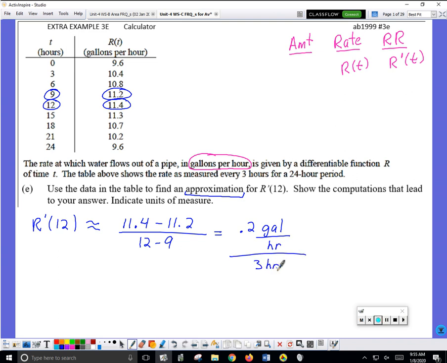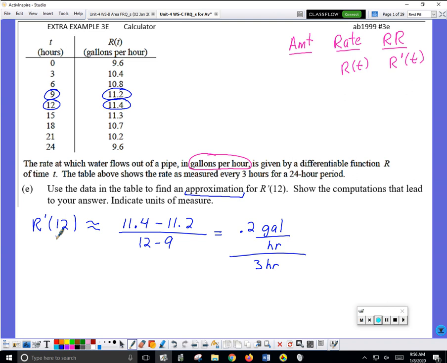So this is a decent approximation for how fast r is changing at time equal 12. So during the 3 hour time period, r went up by 0.2 gallons per hour. The rate went up by 0.2 gallons per hour during a 3 hour time period. So this is a good approximation of how fast r is changing at time equal 12. Therefore, this is a good approximation of r prime of 12.